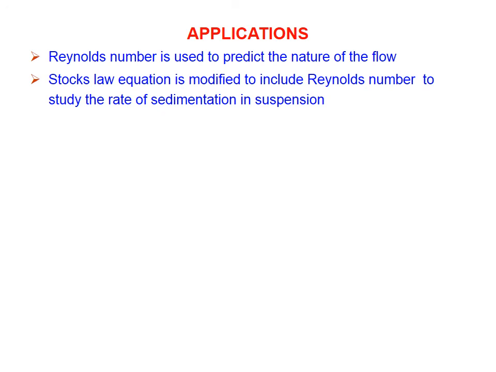So there are mainly two applications. Firstly, to predict the nature of the flow, whether it is laminar or turbulent, and lastly to predict the sedimentation rate in suspension. In the Stokes law equation the Reynolds number is used to modify the equation to judge the rate of sedimentation in suspension.